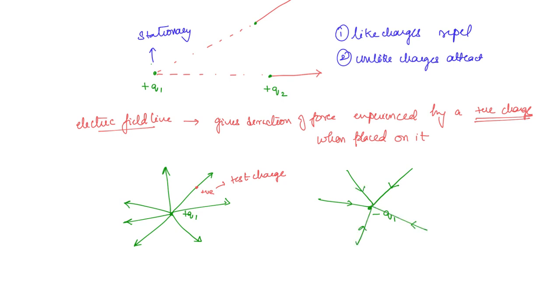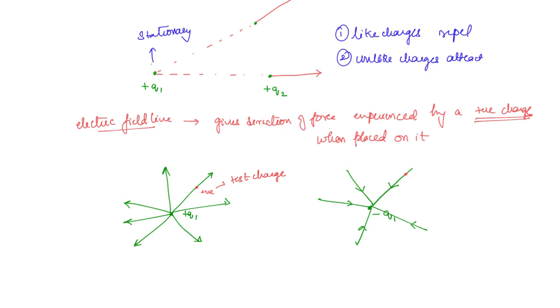Now if you keep a positive charge here, what is going to happen? It is going to be attracted, so this is the direction of force, right? So these are the electric field lines. Different kinds of charge configurations are going to have different patterns of electric field lines. If it is a line charge, a uniform surface charge or a spherical charge, these are things that we are going to discuss in field theory.